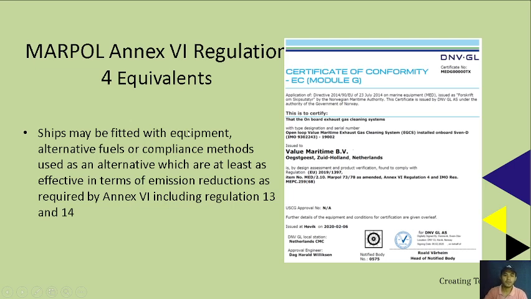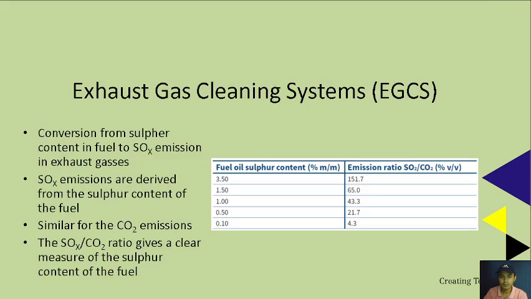So ships may be fitted with equipment, alternative fuels, or a compliance method used as an alternative, which are at least as effective in terms of emission reduction as required by Annex 6, including Regulations 13 and 14. Okay, so let's go with the exhaust gas cleaning systems. So conversion from sulfur content in fuel to SOx emission in exhaust gases. SOx emissions are derived from the sulfur content of the fuel.